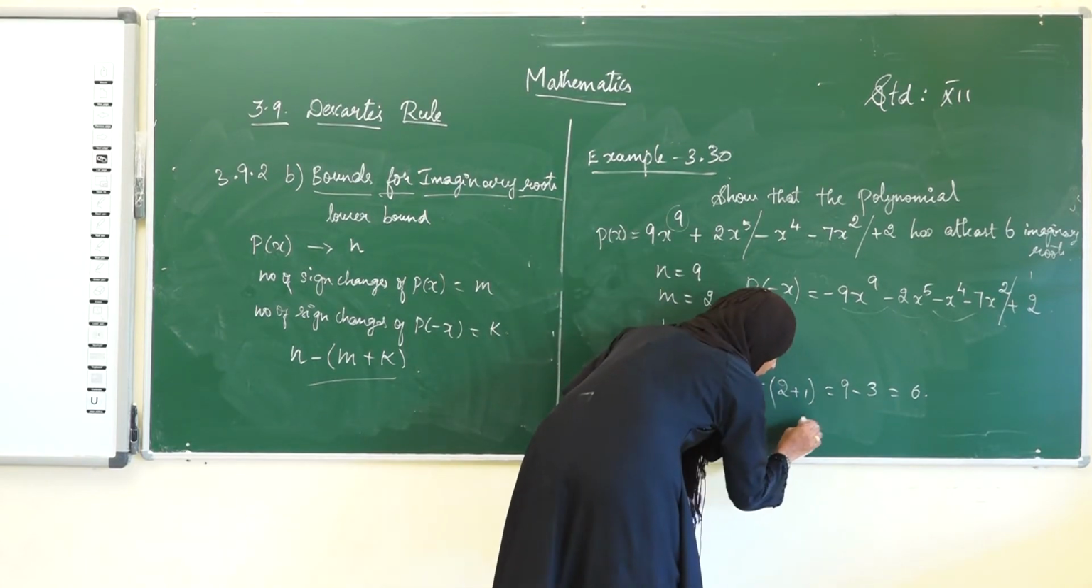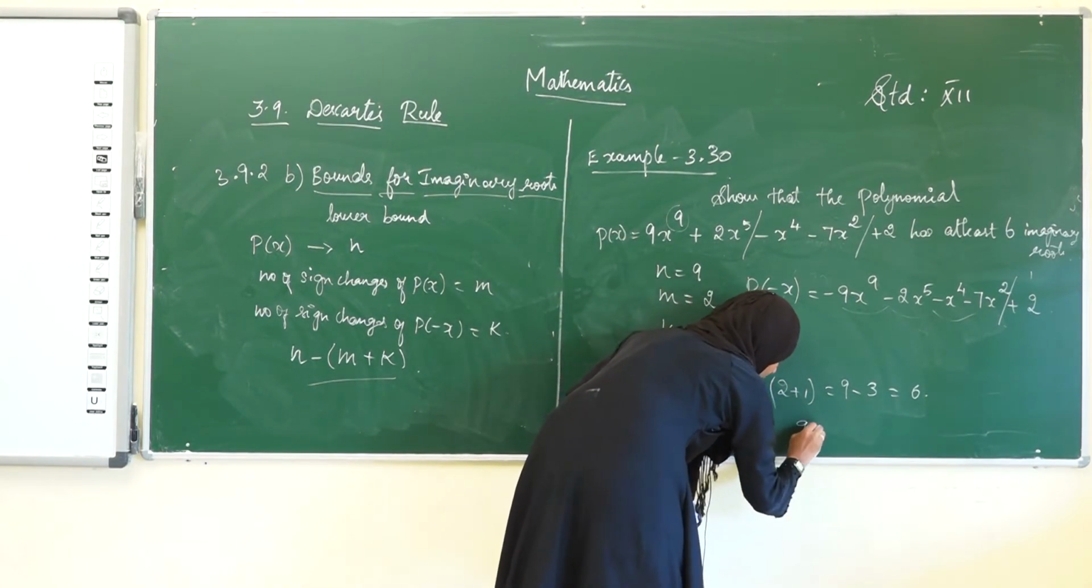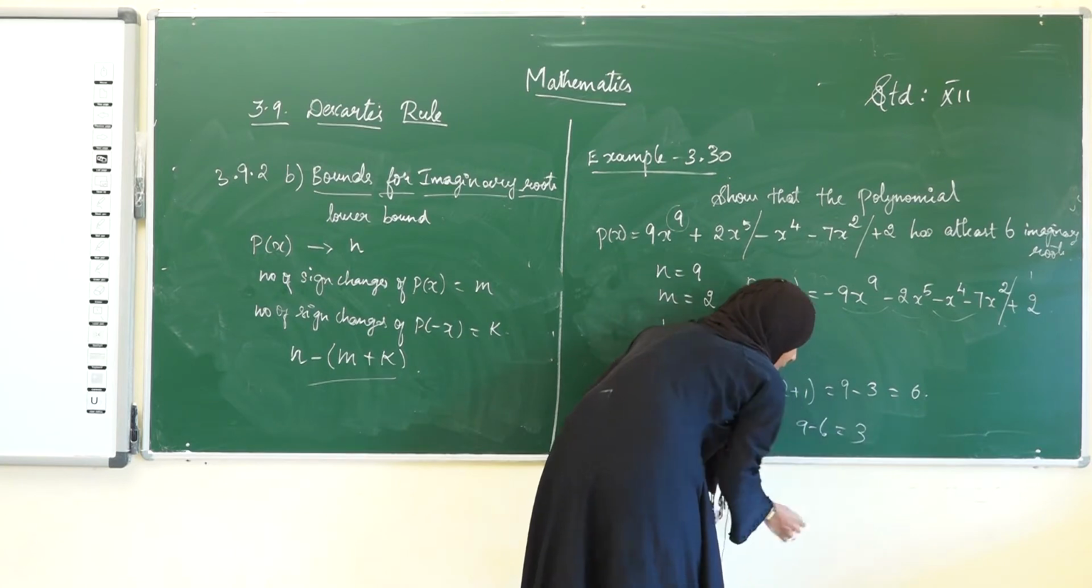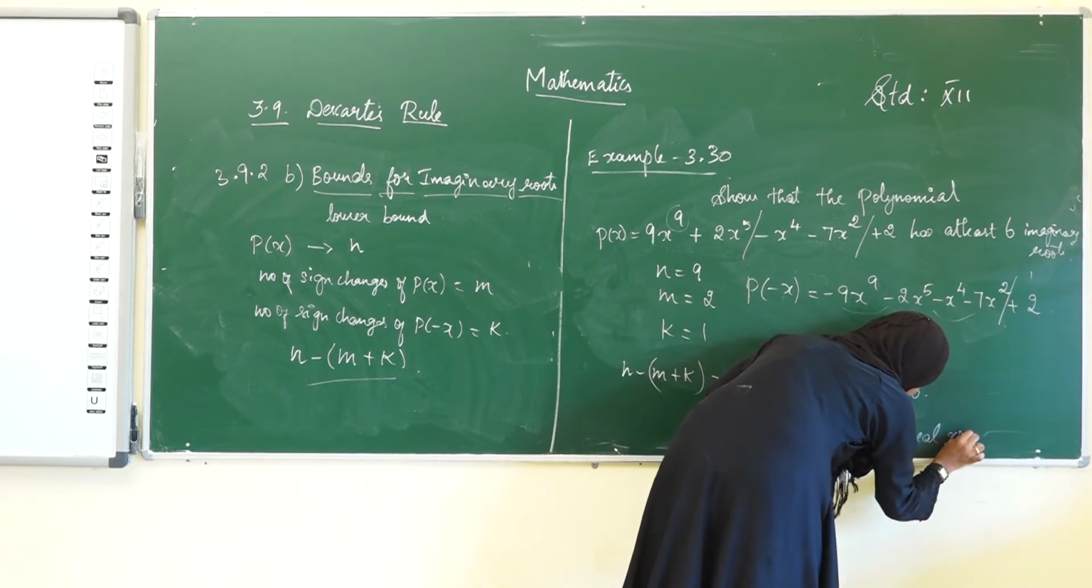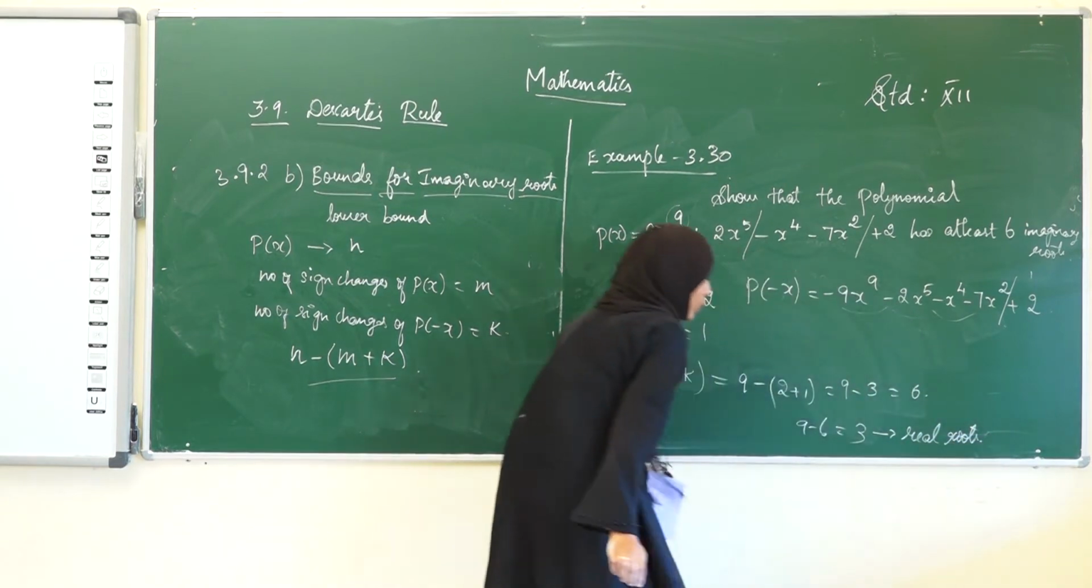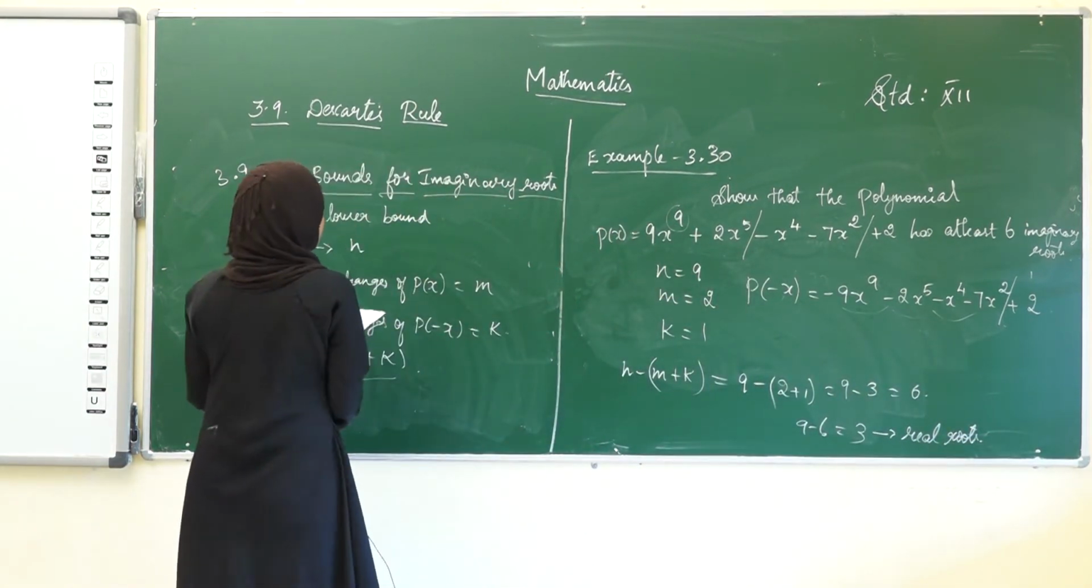What are the remaining? 9 minus 6 is 3. 3 real roots. Okay.